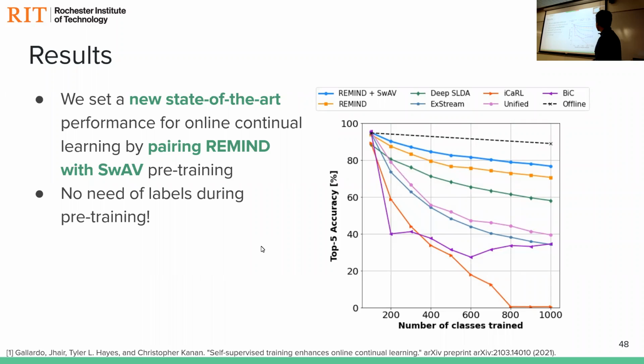Another thing is that you see that almost all these methods, or at least REMIND and REMIND with SwAV, start at the same point, right? This is right after pre-training. They have almost the same performance. But then later on, REMIND plus SwAV doesn't decrease as much as REMIND. So we think that this is happening because the features that we learn after pre-training generalize better later on when you use self-supervised pre-training as well.